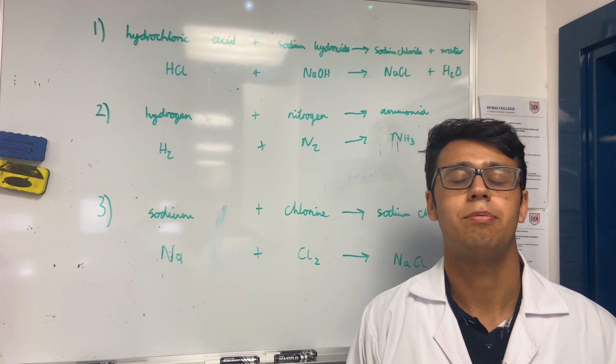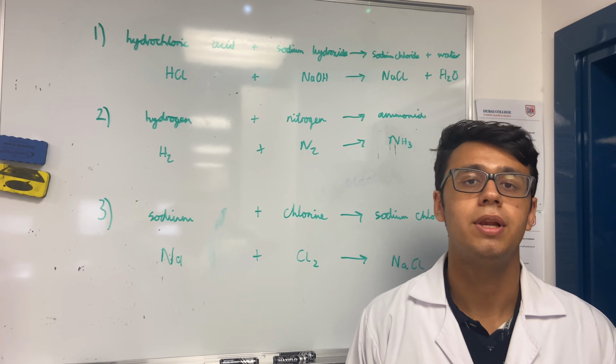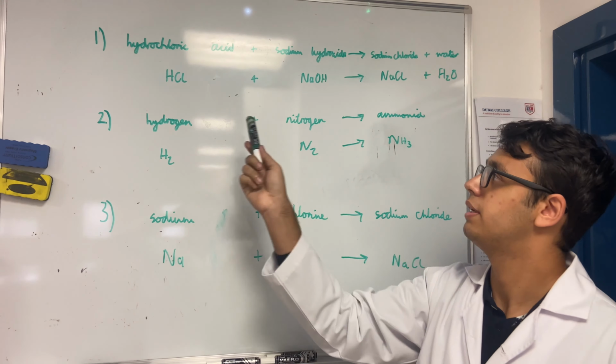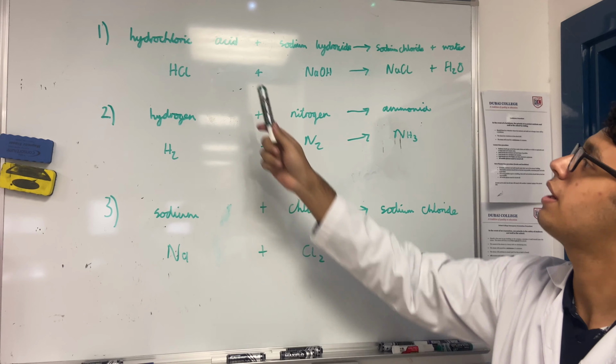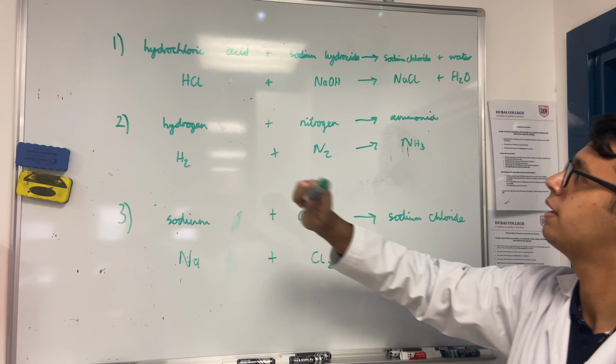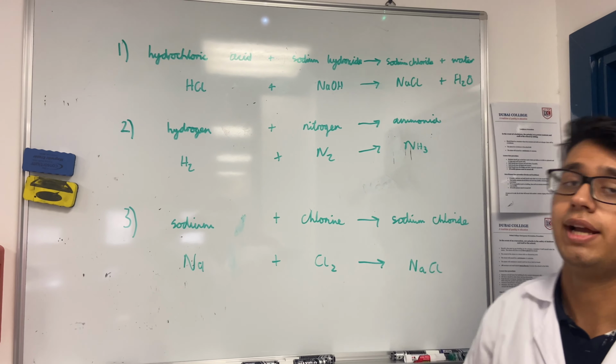Chemical reactions can be represented using either word or symbol equations. Here I have three different chemical reactions with their respective word and symbol equations. The first one is hydrochloric acid reacting with sodium hydroxide to make sodium chloride and water. And here is the symbol equation for that reaction.